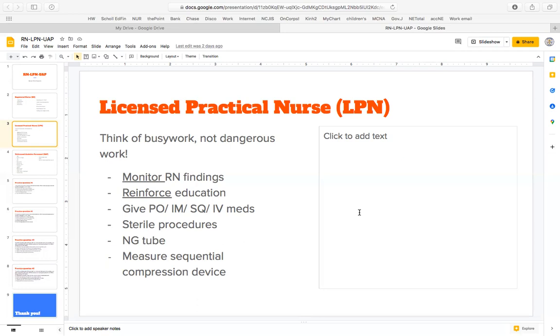LPN can give SQ insulin, but they cannot give continuous IV insulin. Why? Because that requires close monitoring, blood sugar, and titration.